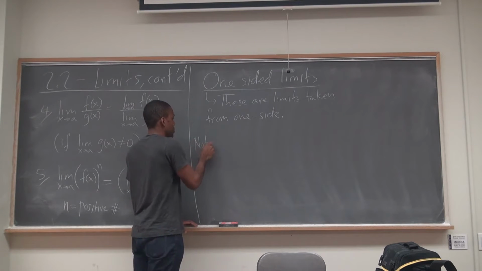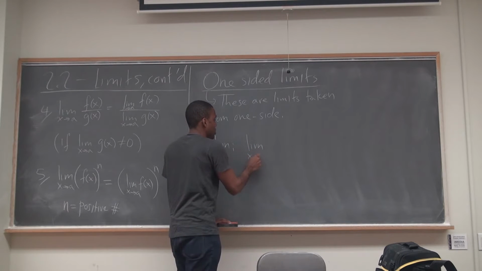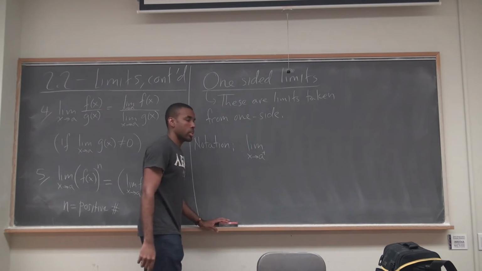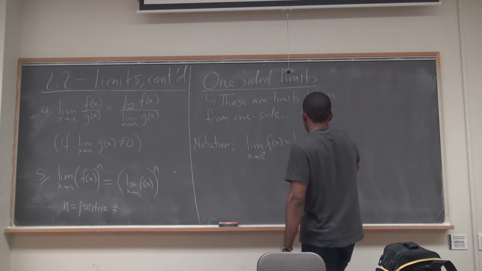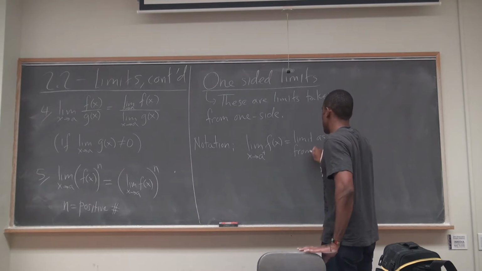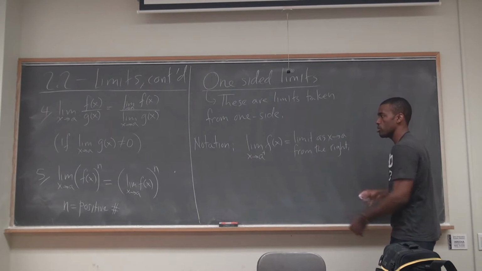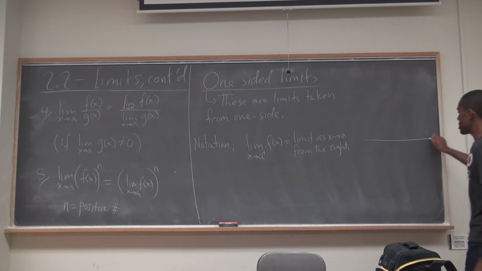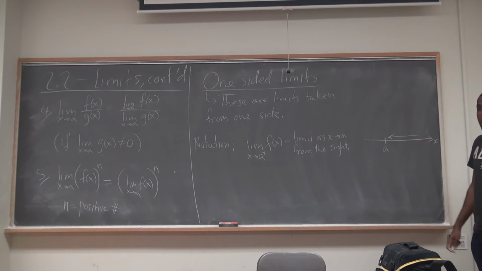Notation. You write x approaches a, and you write a little plus sign. This is the limit as x approaches a from the right. You're a plus a little bit, so you're coming from the right. So here, this is your x-axis, here's your a. This is only caring about the limit as you come from this side. Tell me what the y value is doing when I come from this side.